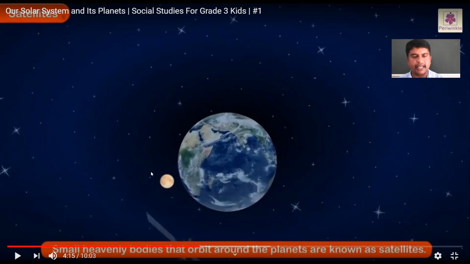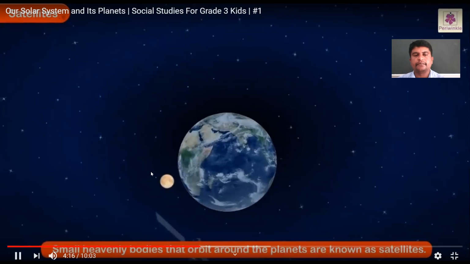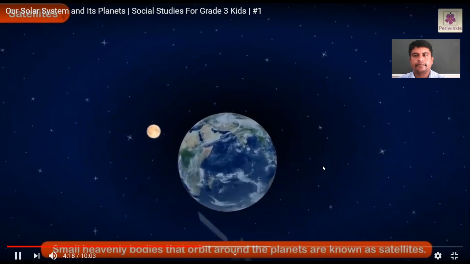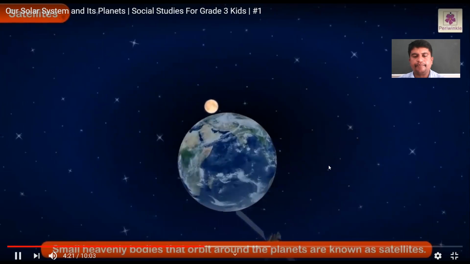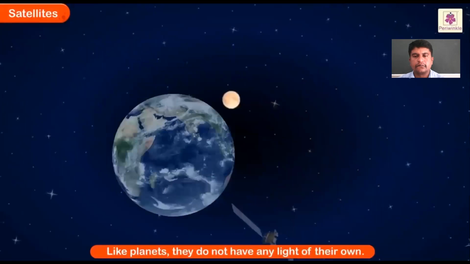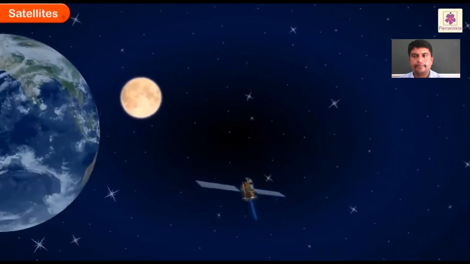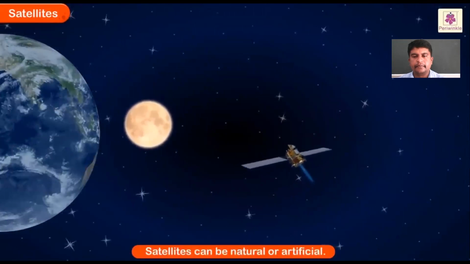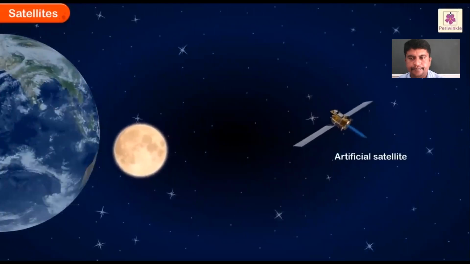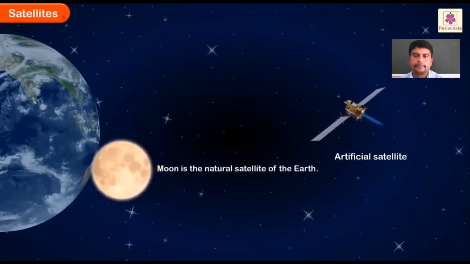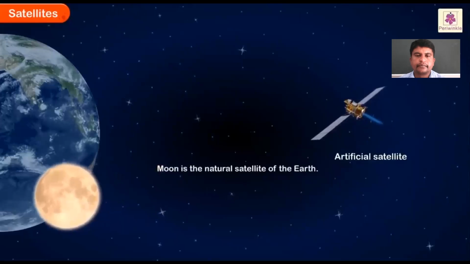Now we shall move on to the satellites. What is meant by satellites? Small heavenly bodies that orbit around the planets are known as satellites. Like planets, they do not have any light of their own. Satellites can be natural or artificial. The moon is the natural satellite of the Earth.